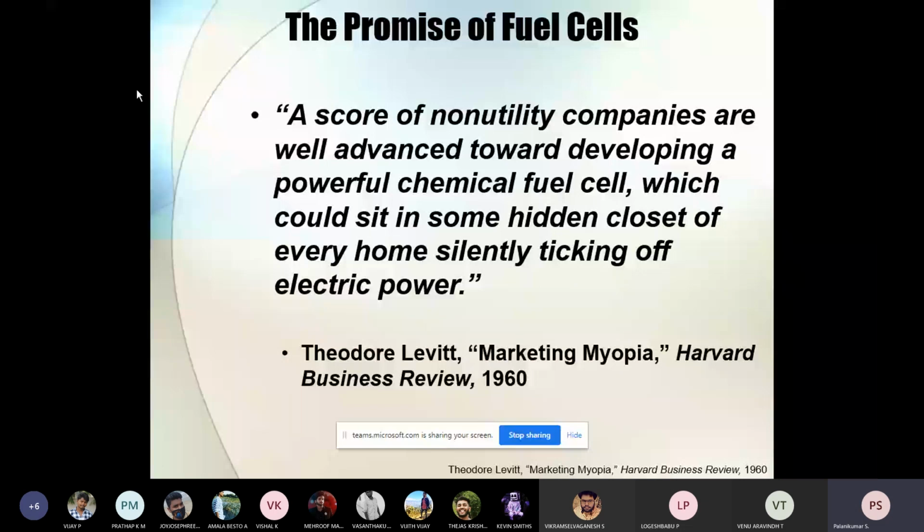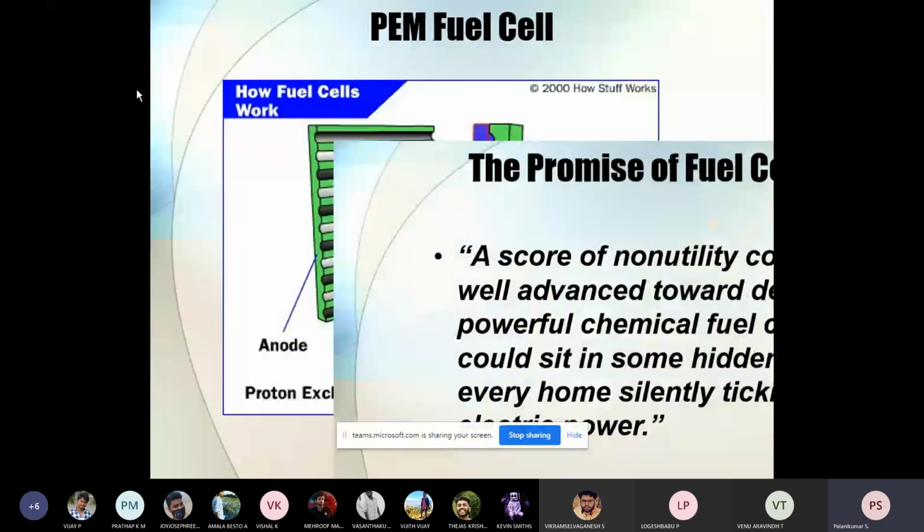In a battery we only use electrolyte and electrodes. Here we are using a catalyst also, which could sit in some hidden closet of every home, silently ticking off electrical power. That is the promise of the fuel cell. A lot of research is going on. Now some manufacturers of electric vehicles are trying it as a prototype model with the fuel cell also.